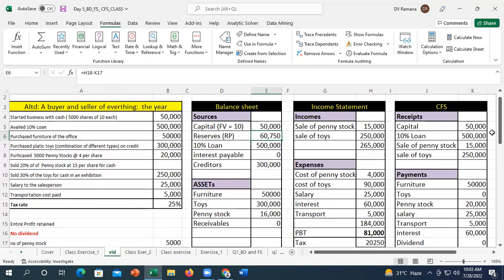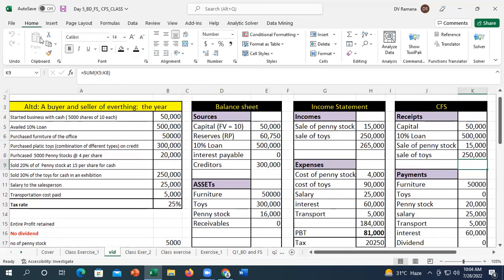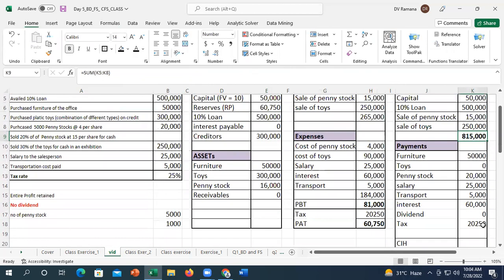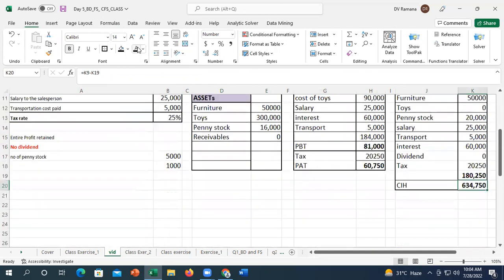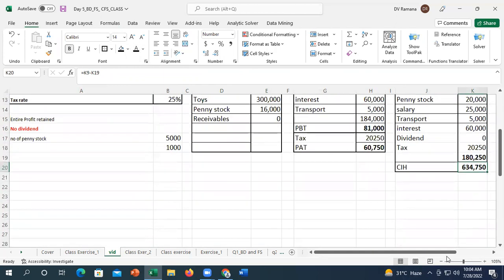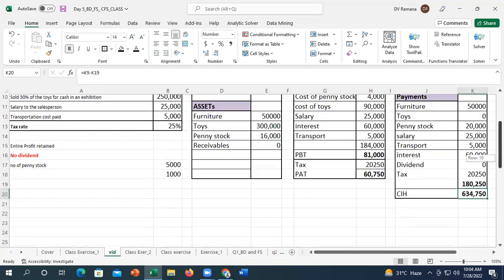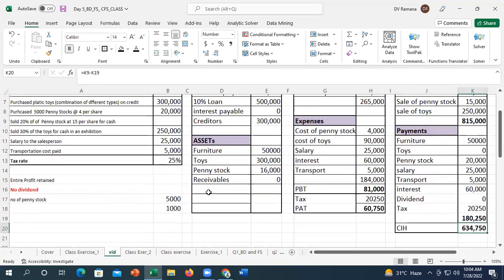Now let us find cash in hand. Cash in hand is equal to cash available minus the cash payments. So cash in hand is equal to 634,000. So what to do with this cash in hand? Cash in hand is an asset, so it will be transferred to the balance sheet.